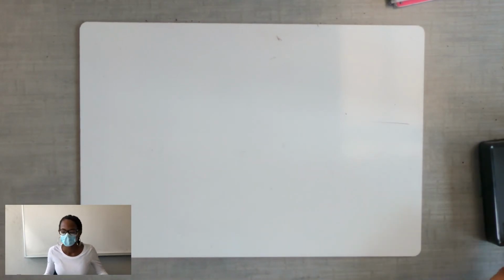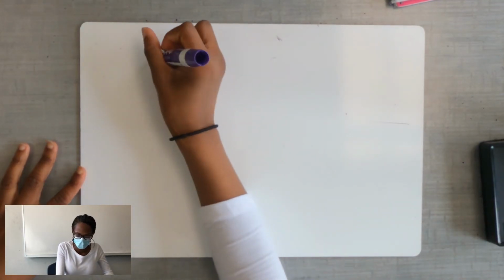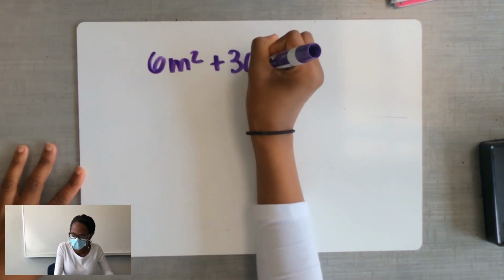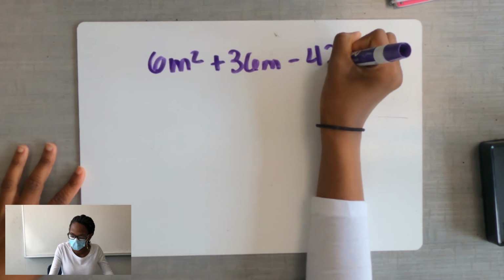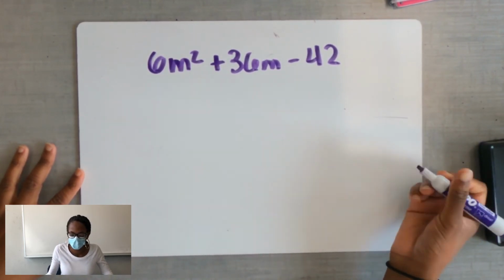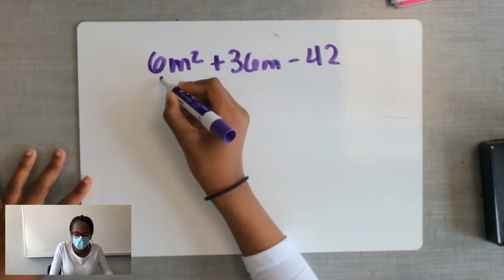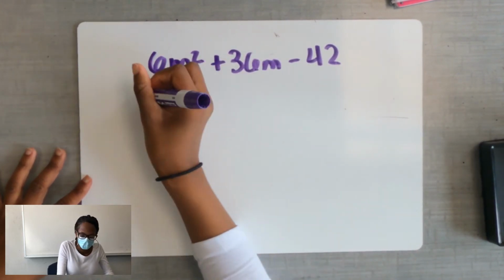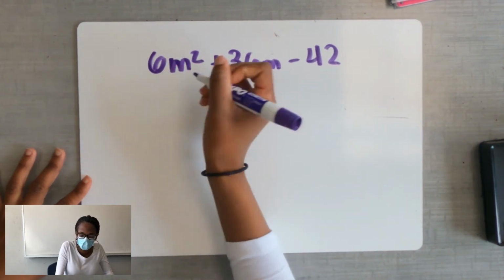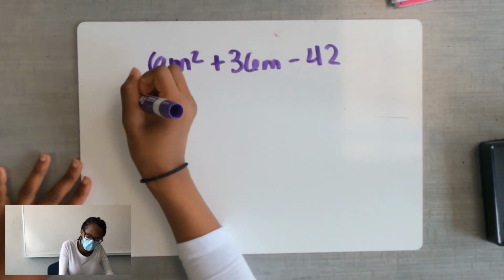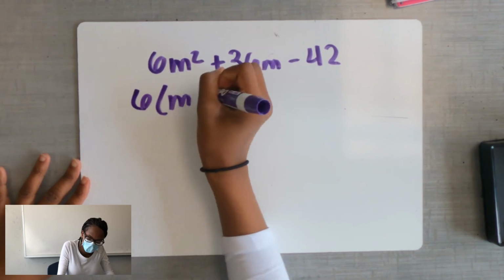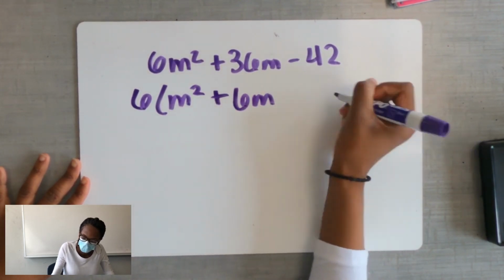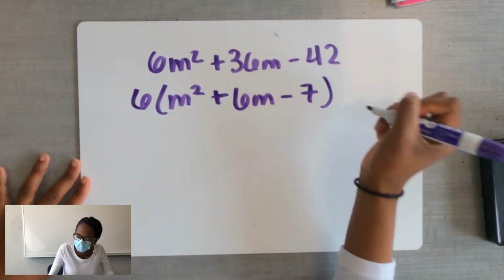Okay, now moving on to the next problem, we've got 6m squared plus 36m minus 42. So your first step is to take out the greatest common factor. So we can see here that 6 goes into every single one of the coefficients. And that's the biggest number that can go into all the coefficients. So you take out the 6, and you've got 6 times m squared plus 6m minus 7.